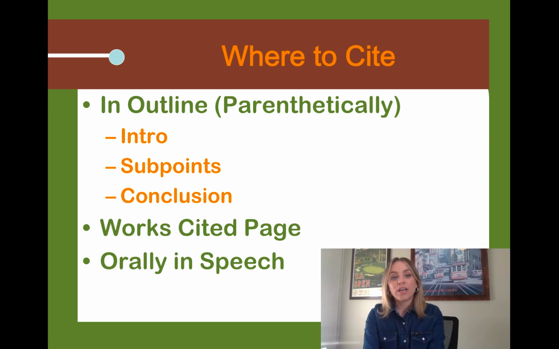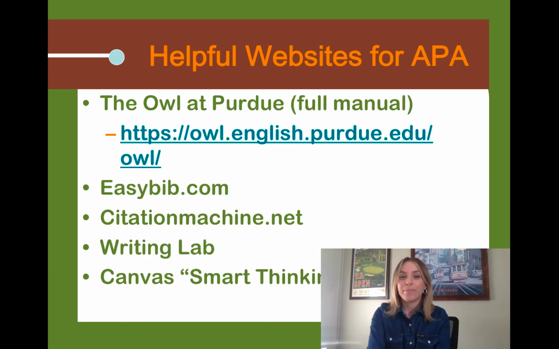You should also cite your sources on a works cited page. APA style has you title the works cited page Works Cited, and then you should list all of your sources in APA format in alphabetical order. For most of your speeches, you should try to use scholarly sources, but depending on your topic, you may use a popular source. And then finally, your sources should be said orally in your speech, and I'm going to show you how to do that right now.